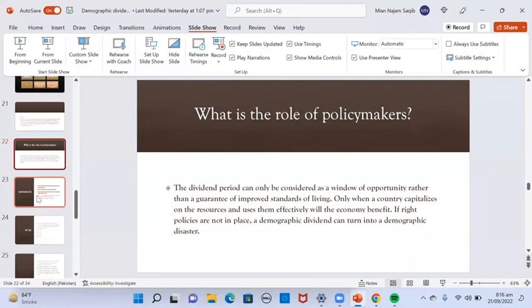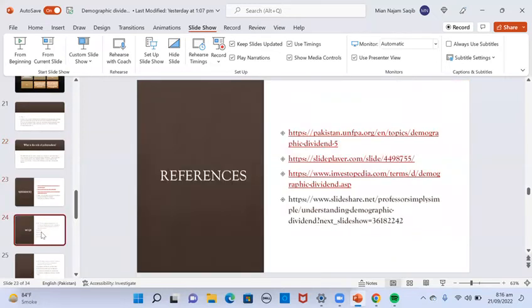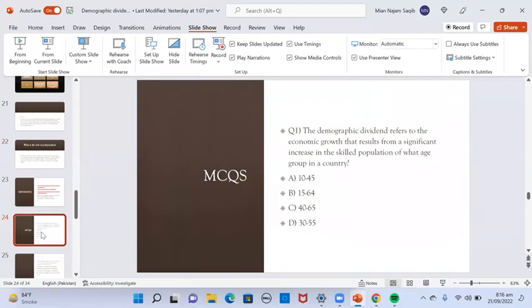These are my references. And now I'll start with the MCQs. So the first MCQ: the demographic dividend refers to the economic growth that results from a significant increase in the skilled population of what age group in a country? A, 10 to 45; B, 15 to 64; C, 40 to 65; or D, 30 to 55? Yes, it's B.